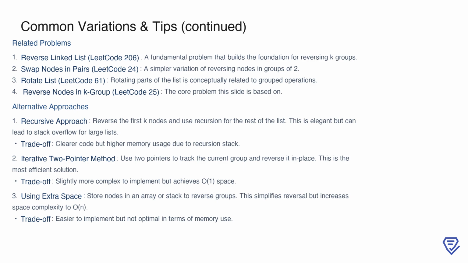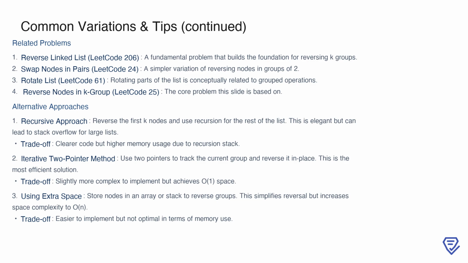Finally, let's explore related problems and alternative approaches to solving this challenge. A strong foundation for this problem starts with mastering reverse linked list, LeetCode problem 206, as it's the building block for reversing k-groups. Another related problem is swap nodes in pairs, problem 24, which is a simpler variation where groups of size 2 are reversed. Rotate list, problem 61, is also conceptually similar, as it involves performing grouped operations on a linked list. Of course, reverse nodes in k-group, problem 25, is the primary focus here, but solving these related problems can deepen your understanding.